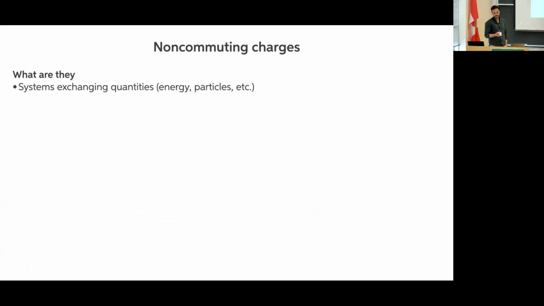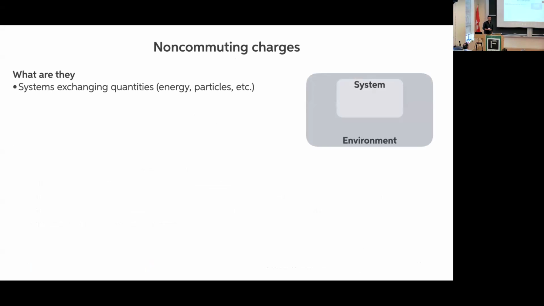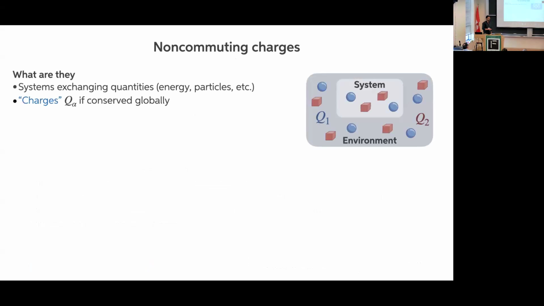Okay, so we're asked to start with a very broad introduction. Non-commuting charges, what are they, and why should you care? Well, across physics, systems exchange quantities. Typically, you first encounter this, maybe in an undergraduate stat mech context, of some system interacting with an environment. It's exchanging some quantity Q1 and another Q2. These quantities are called charges if they're conserved globally. That's just the name for them.